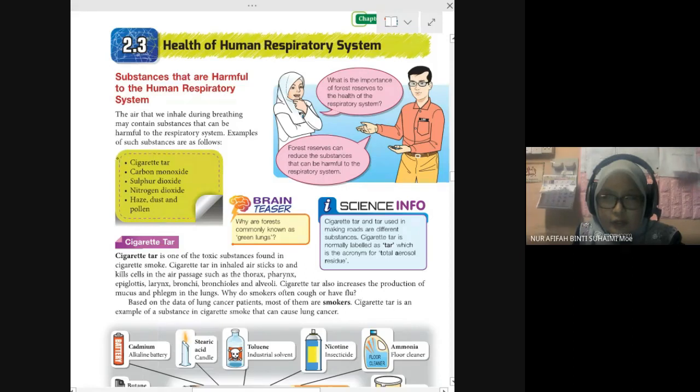Cigarette tar will blacken your lung. Carbon monoxide contains acidic substance. Sulfur dioxide, nitrogen dioxide. These number 3 and number 4, sulfur dioxide and nitrogen dioxide, come from factory combustion of coal and combustion of fuel, petroleum, petrol, diesel. So number 4 mostly comes from vehicles. And number 5, haze. Haze is from open burning, dust and pollen.